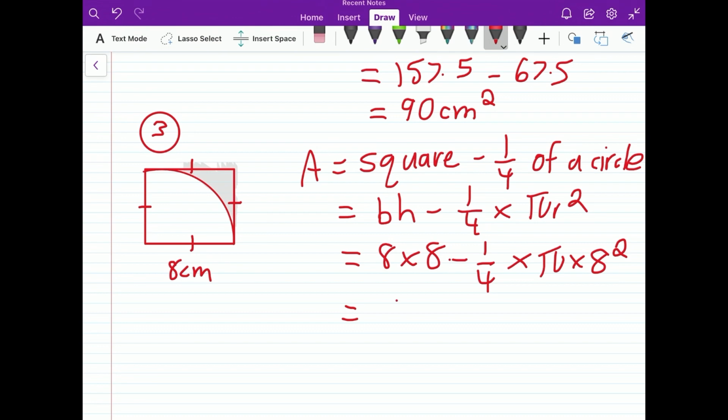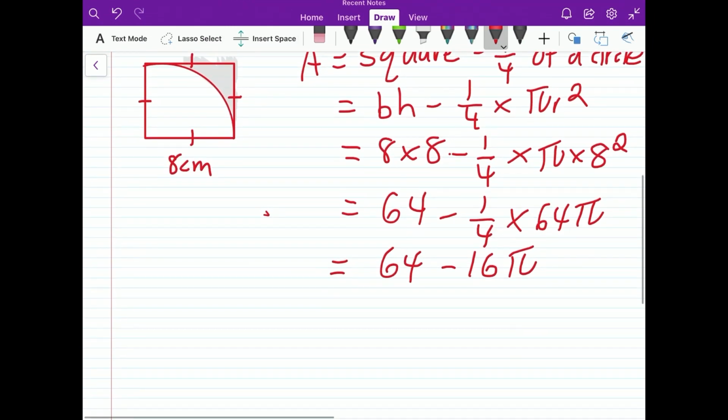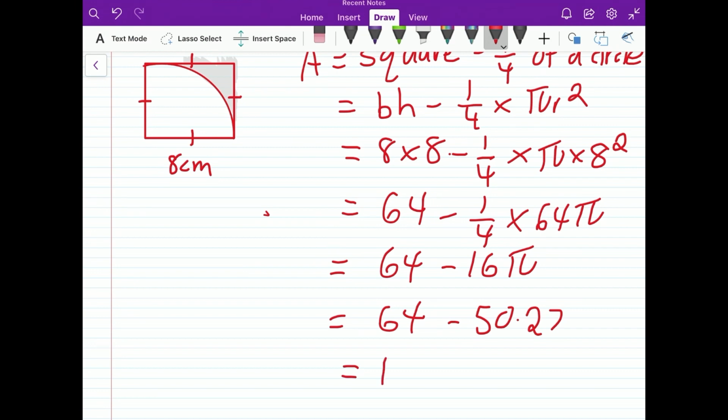8 times 8 is 64, so 64 minus a quarter, and 8 squared is 64, so times 64 pi. A quarter of 64 pi is 16 pi, so 64 minus 16 pi. 16 pi gives you 50.27, so 64 minus 50.27, and that gives you 13.73 centimeters squared.